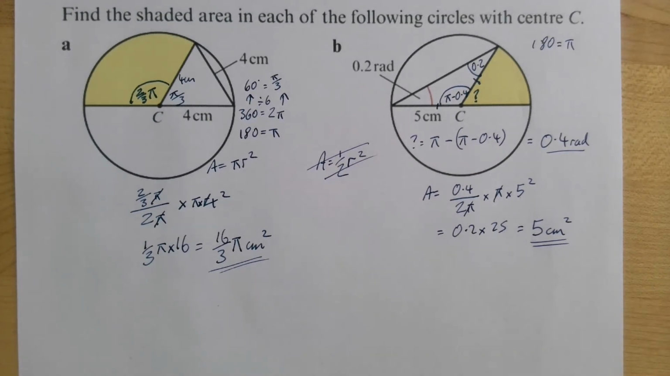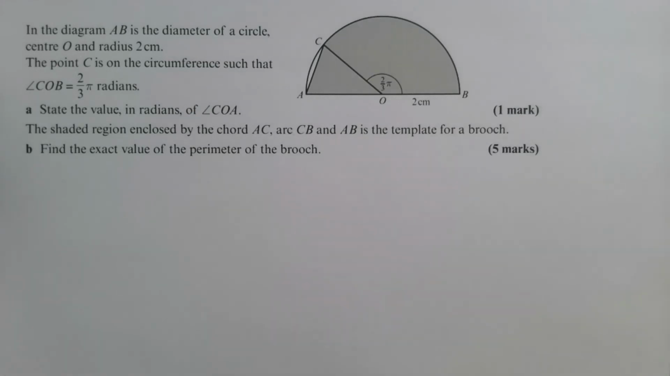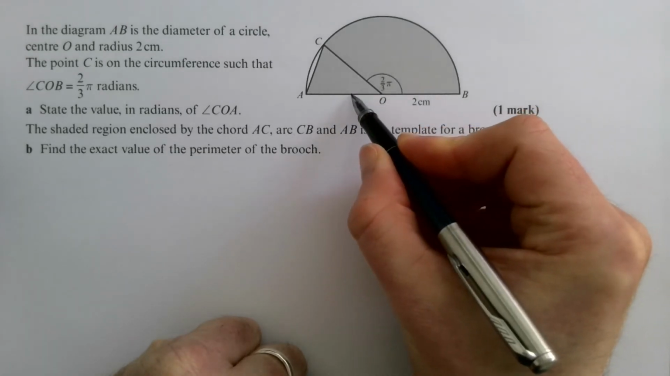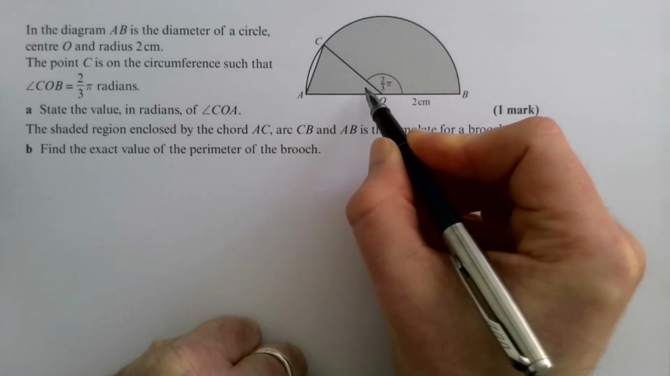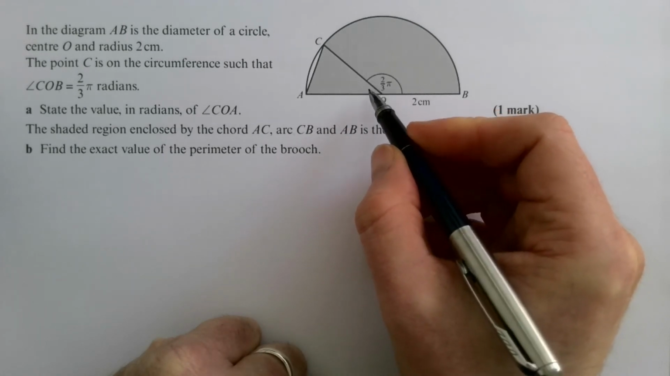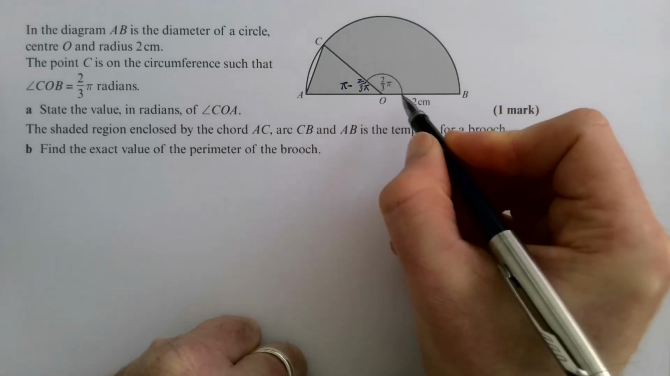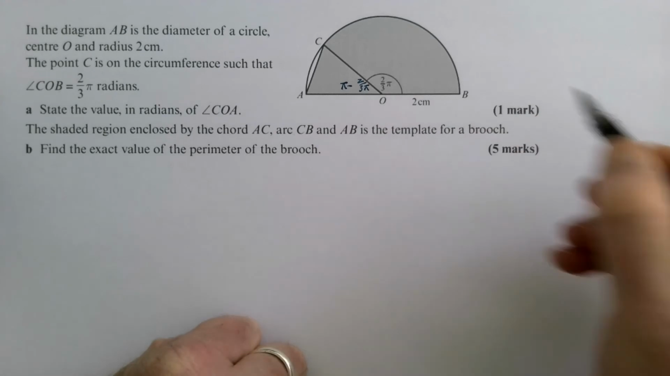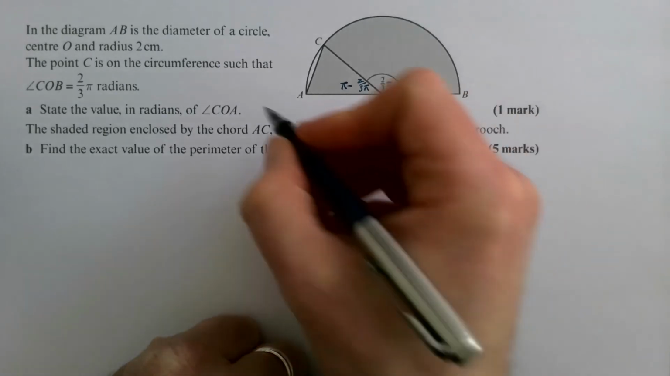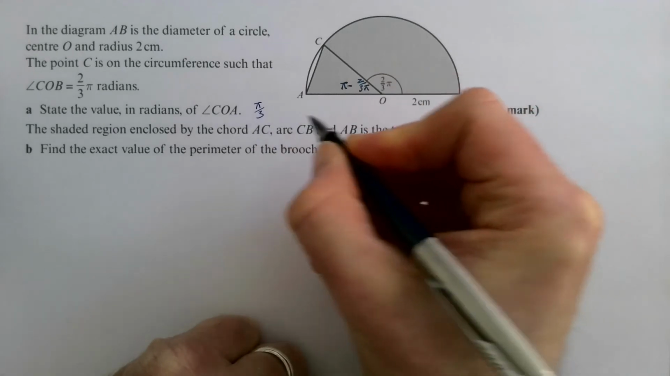Now we're going to have one more look at a perimeter problem just to finish us off. Right, this is a sort of question they love to ask, so pause the video, take your time, and it's not that tricky. First of all, for 1 mark, you've got 180 degrees there, so the angle of COA, that bit there, is going to be pi take 2/3 of pi, isn't it? Because pi is 180 degrees. If you take 2/3 away from a whole, you get 1/3. So it's pi over 3.